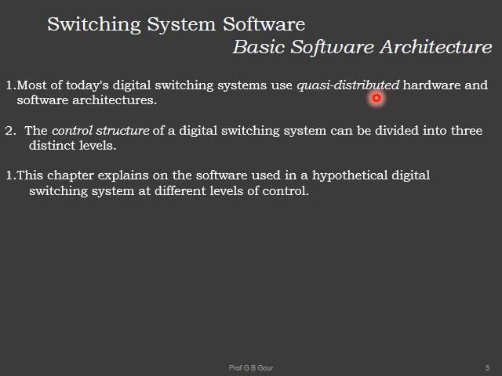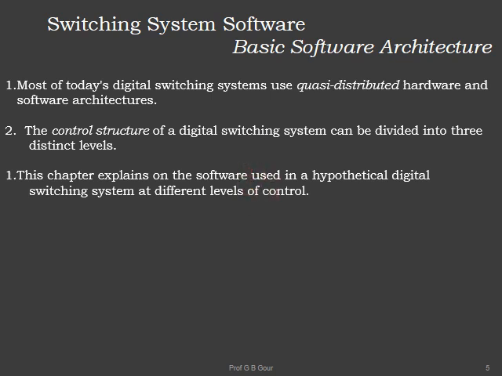And we all know that the whole system of this DSS or PSTN is geographically distributed, as far as the hardware or software is concerned. That's why the whole system we can think of as quasi-distributed. And the control structure of DSS is mainly divided into three different levels that we'll see in the next coming slides.